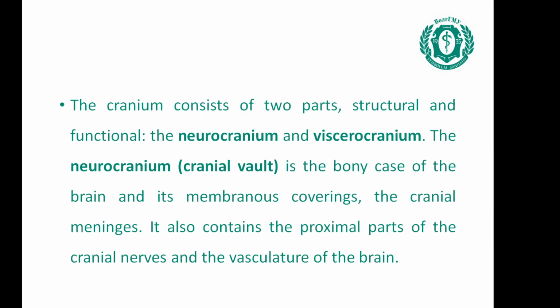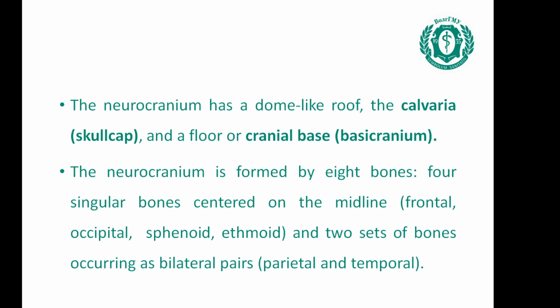The cranium consists of two parts, structural and functional, the neurocranium and viscerocranium. The neurocranium, or cranial vault, is the bony case of the brain and its membranous coverings, the cranial meninges. It also contains the proximal parts of the cranial nerves and the vasculature of the brain. The neurocranium has a dome-like roof, the calvaria, or skull cap, and a floor, or cranial base, basicranium.